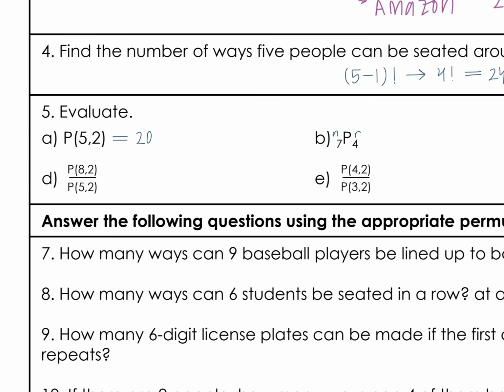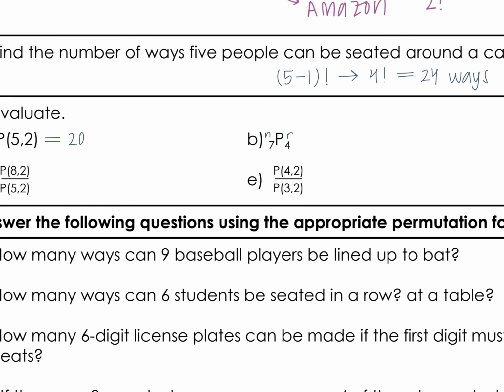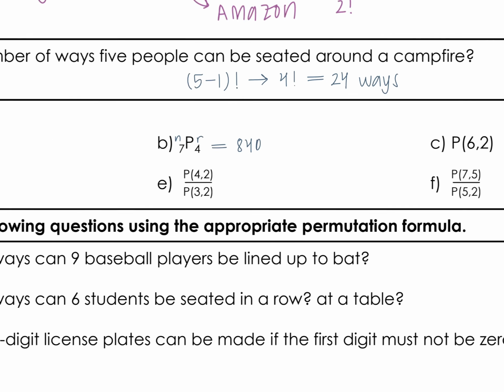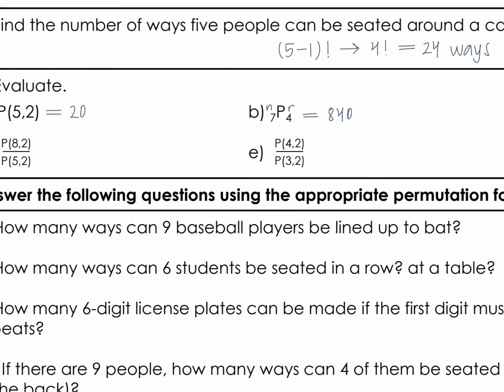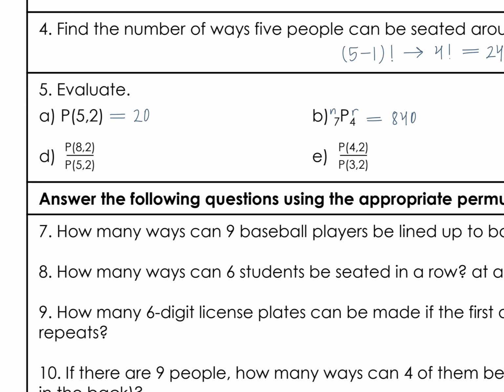Over here in part B, this is your N, this is your R. Remember, it's just a different way of writing it. And so you can set it up the same way in your calculators, but that's going to be equal to 840. Part C, once again, just plug it into your calculators. When you plug that in, you should get 30 if you've plugged it in correctly. And in D, you should get 2.8.